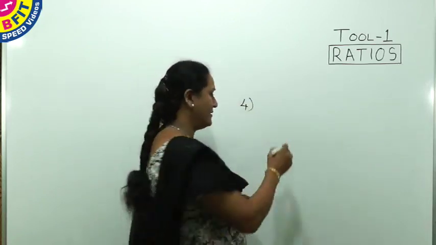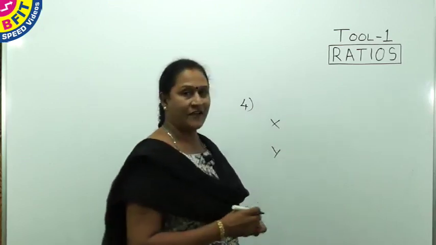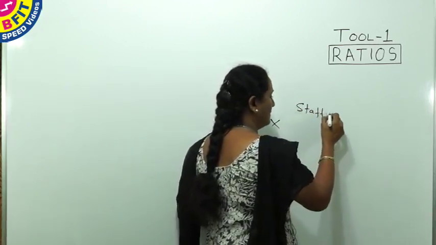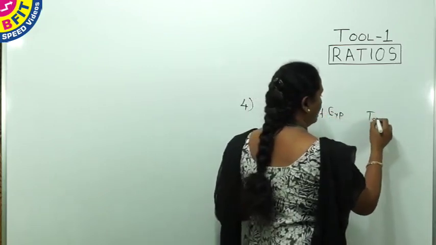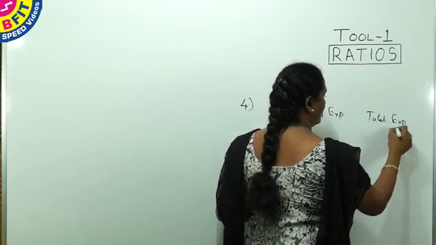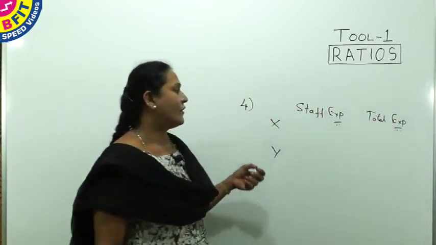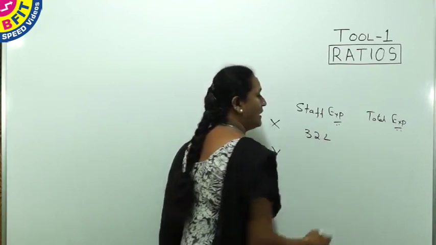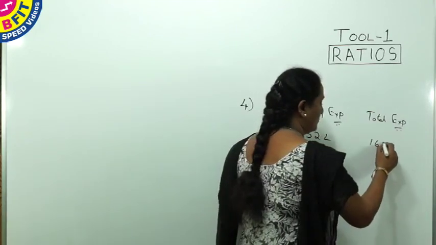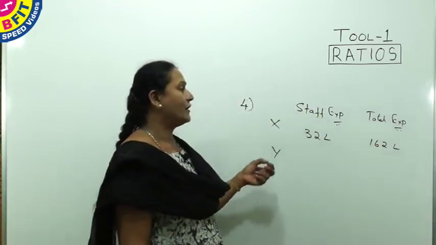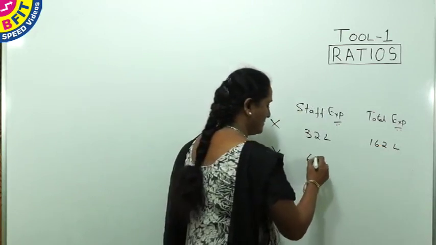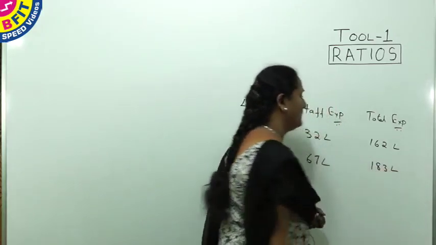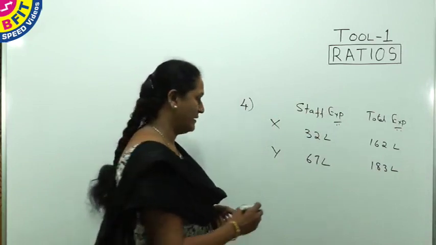Say suppose two companies X and Y. Staff expense and total expenditure are given. Say for company X, staff expense is given as 32 lakhs and total expenditure 162 lakhs. And for company Y, it is given as 67 lakhs and total expenditure 193 lakhs.